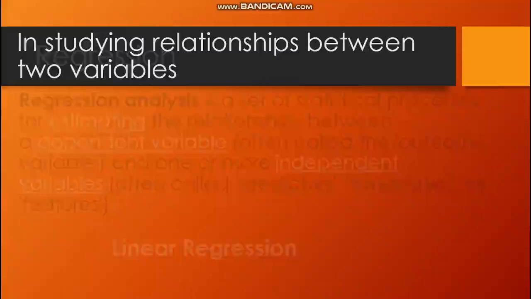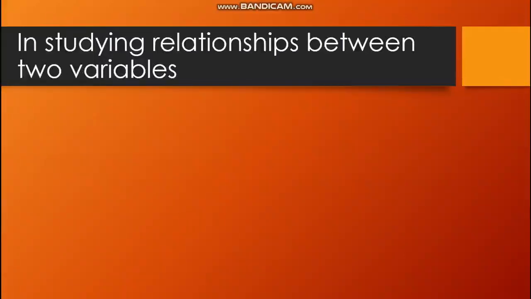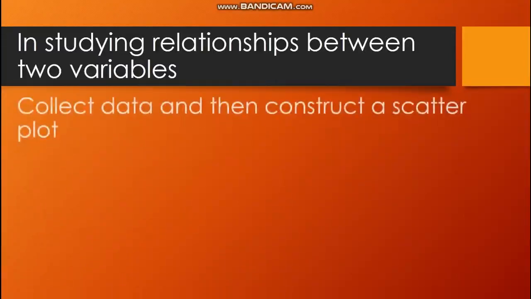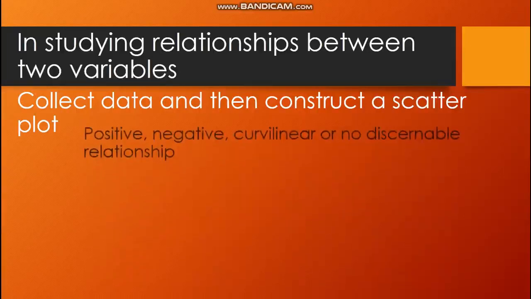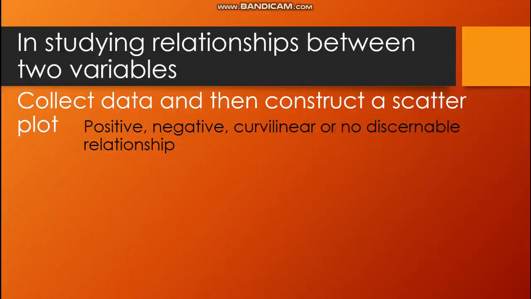Now, in studying relationships between two variables, we already have three previous lessons about this. What we really do in studying the relationship between two variables is we collect data, then we construct a scatter plot. Now, the purpose of the scatter plot, which I already mentioned to you before, is to determine the nature of the relationship between the variables. And there are possibilities for the relationship between two variables. It can be a positive relationship, a negative relationship, curvilinear, the one that is curved. And then the last is if there is no relationship or no discernible relationship based from the scatter plot constructed.